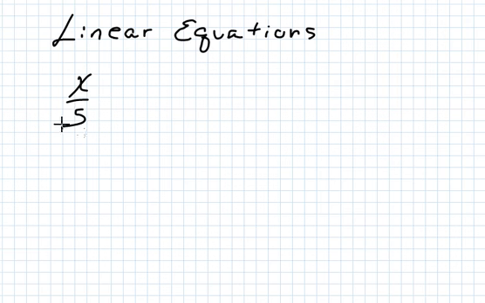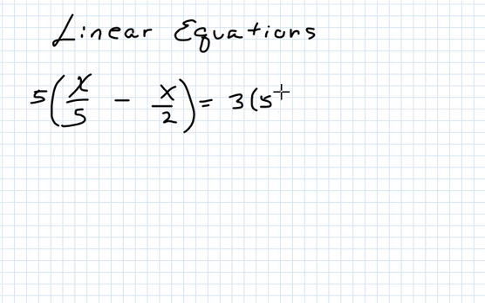Alright, let's look at this one here. Hopefully I've got enough time. Minus x over 2 is equal to 3. So I'm going to get rid of this fraction. I'm going to multiply both sides by 5. And so we end up with x minus 5 halves x is equal to 15.